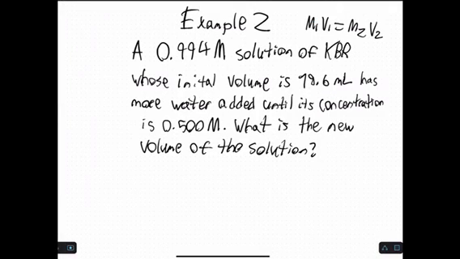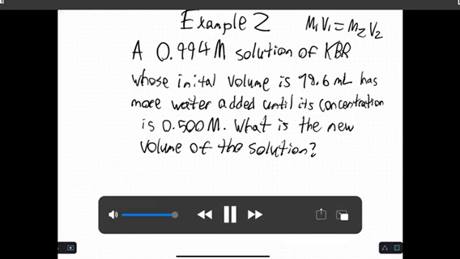So for our final example of the video, we have an M1V1 equals M2V2 example. So a 0.994 molar solution of KBr, whose initial volume is 78.6 milliliters, has more water added until its concentration is 0.5 molar. What is the new volume of the solution? So I'm going to let you try this one. Pause the video now and I'll explain how to do it.